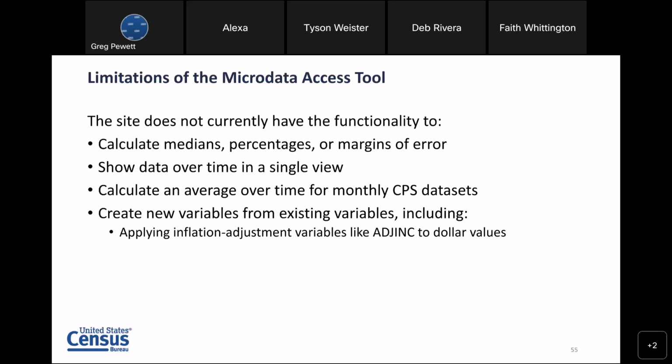The site does also not have the functionality to show data over time in a single view. If you needed data over time, you could click the vintage drop-down menu at the top of the table and edit that between the different years in order to see the data 1 year or 1 month at a time, depending on which set you are looking at. We also do not currently have the functionality to calculate average over time for monthly CPS data sets. And you do need to use the variables as is. You can't create new variables from existing variables. One example of this is you're not able to apply reported dollar values against the inflation adjustment variable like ADJINC in ACS datasets for dollar values.